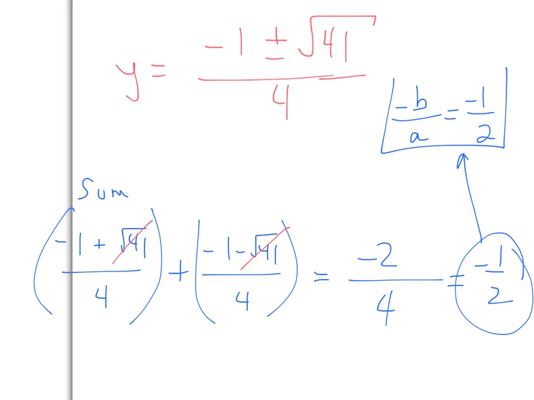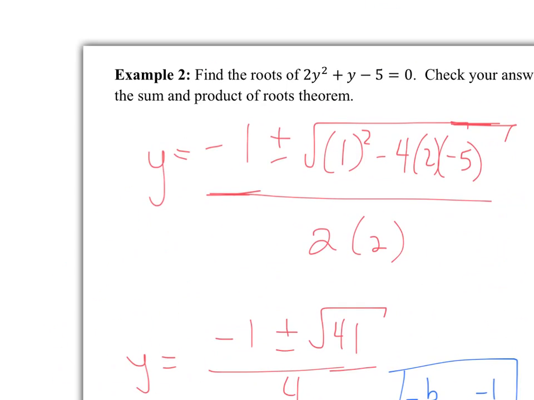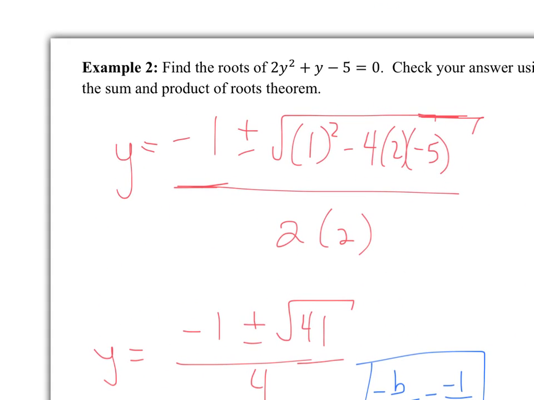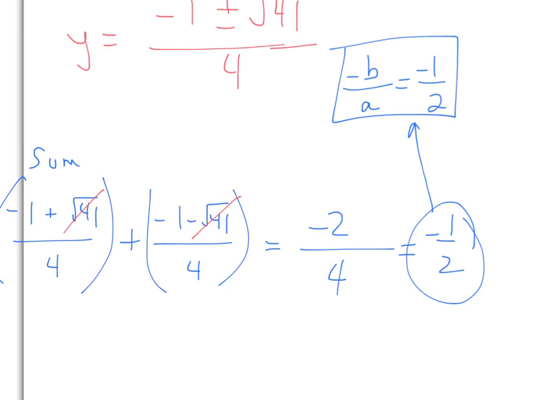So that's the statement I can draw from that. The sum of the roots, which is negative b over a, is equal to negative 1/2. What about the product of roots now? And you can check, by the way, that that is true. Look, what's negative b over a? It's negative 1 from b over a, which is 2. So it's negative 1 over 2, which is what we got, negative 1 over 2.